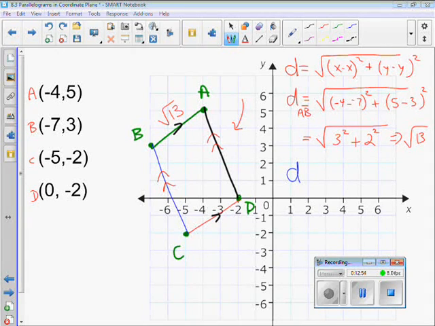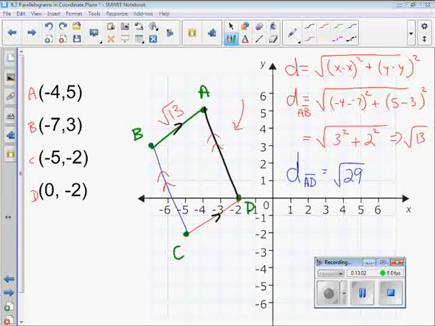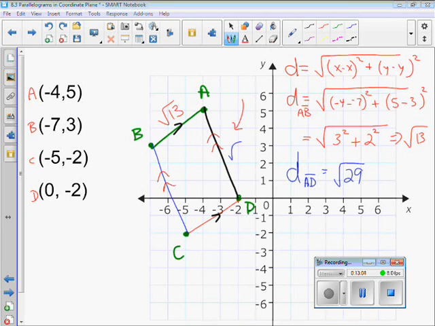So go ahead and put me on pause, and go calculate the distance of AD. I got that side to be square root of 29. And so that immediately tells me that this is not a rhombus. The two sides are not congruent to each other, therefore not all the sides are. We know that this side, without doing any calculation, is square root of 13.